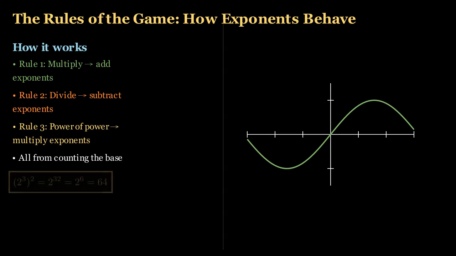The third rule is about a power raised to another power, like 2 cubed, all squared. That means the whole block 2 cubed is multiplied by itself. So we have 2 to the power 3 times 2 to the power 3. Let's use these rules on a real problem.